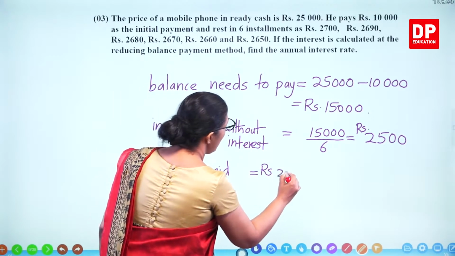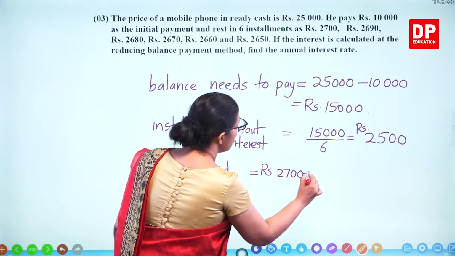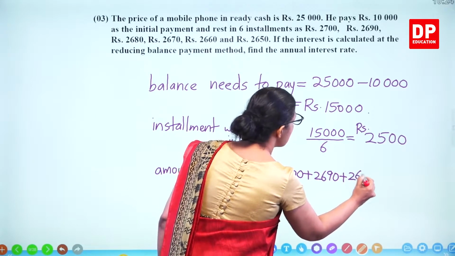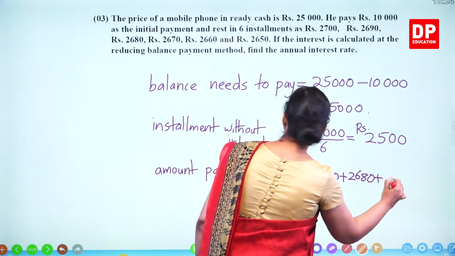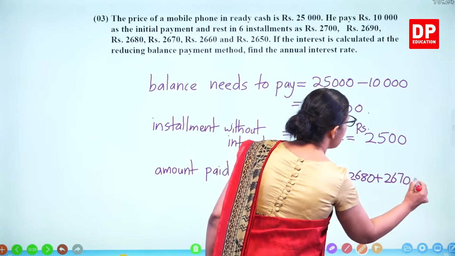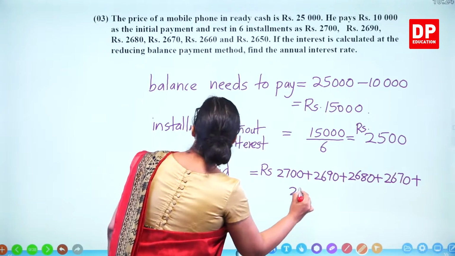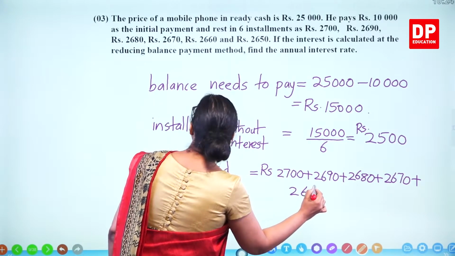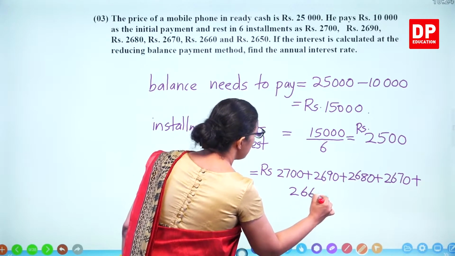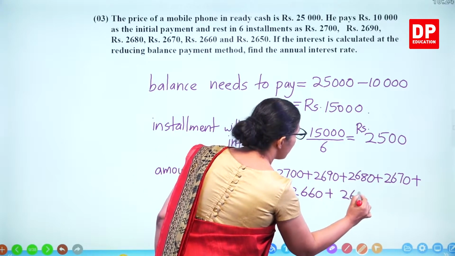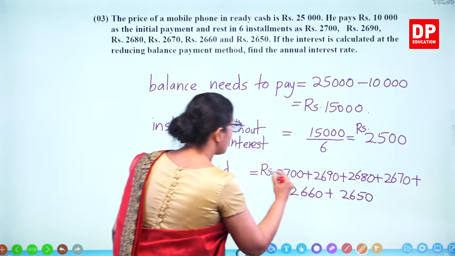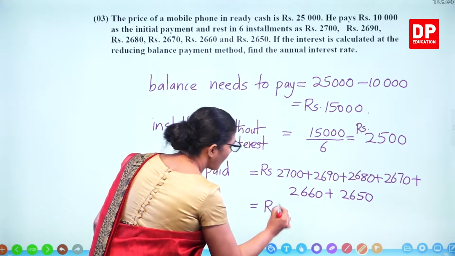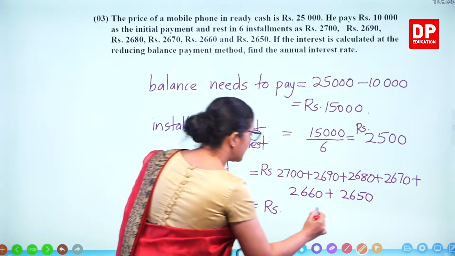So, we need to add 2,700, 2,690, 2,680, 2,670, 2,600 and 60, 2,650. 1, 2, 3, 4, 5, 6. So, what's the total?